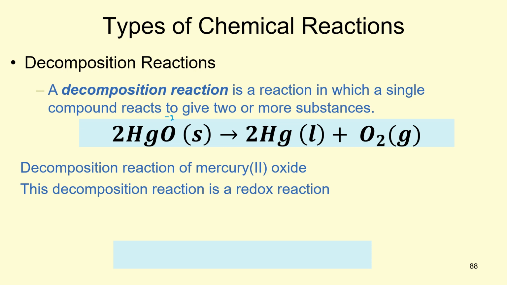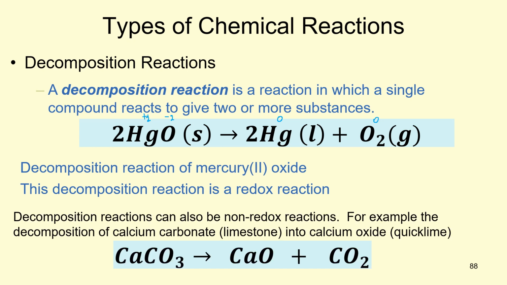Oxygen in compounds is a -2. Mercury will be a +2. Here, because it's an element, it's 0. Here, because it's an element, it's 0. So mercury is being reduced and oxygen is being oxidized, which is kind of unusual, but happens.